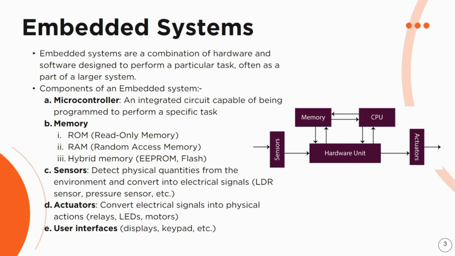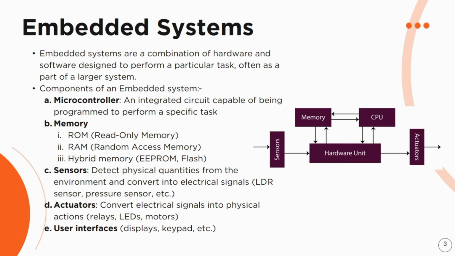An embedded system has several components. The first one is a microcontroller, which is an integrated circuit that is capable of being programmed to perform a specific task. The second component is memory, and there are three different types of memory: ROM, read-only memory, RAM, random access memory, and hybrid memory like EEPROM and flash. The third component is sensors, which are devices that detect physical quantities from the environment and convert them into electrical signals. Examples of sensors are LDR sensor, pressure sensor, etc.